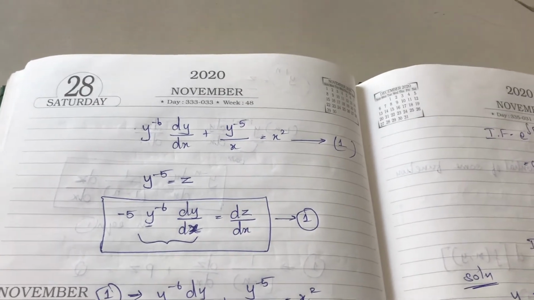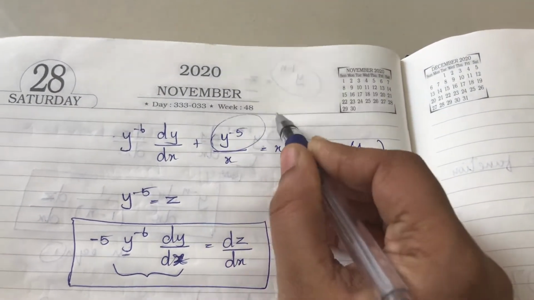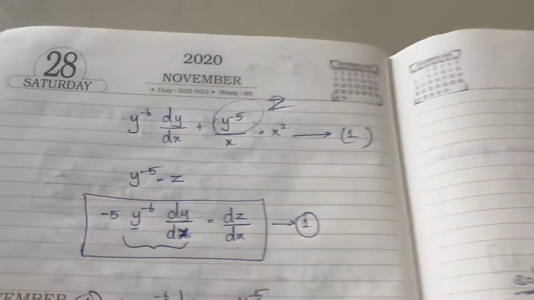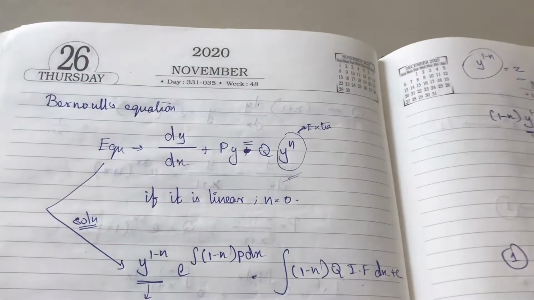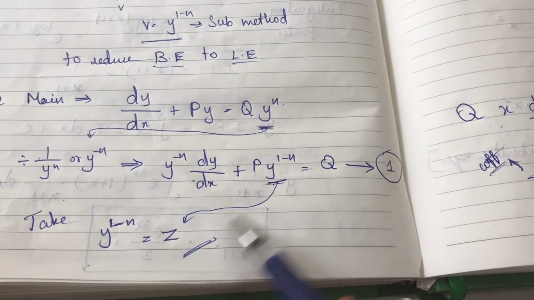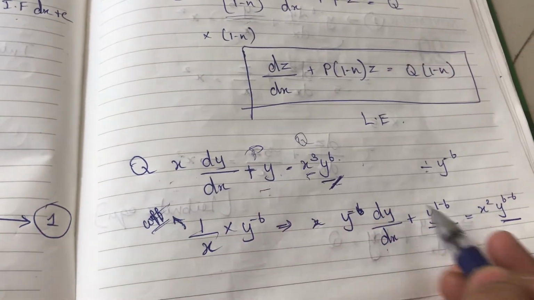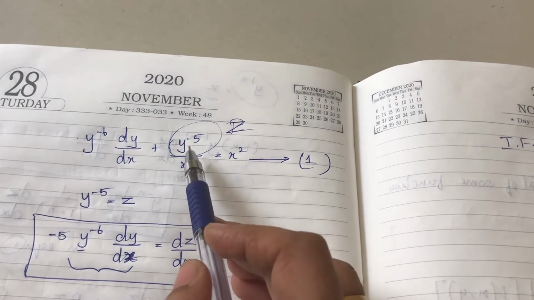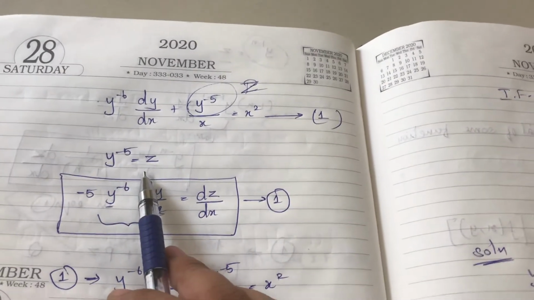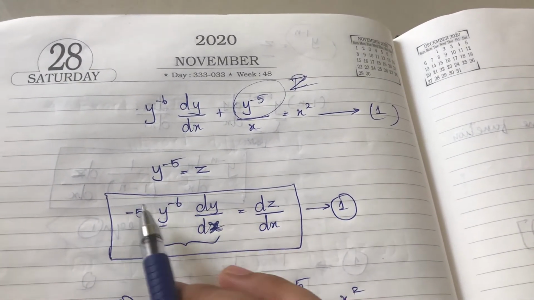Is this clear? Yes. After that, I am taking y power minus 5 as z. So y power minus 5 is equal to z. Like you can see here, the value p is 1, right? So here the p is 1. I am using the substitution method, taking this value as z. After that, just differentiate this term after replacement.